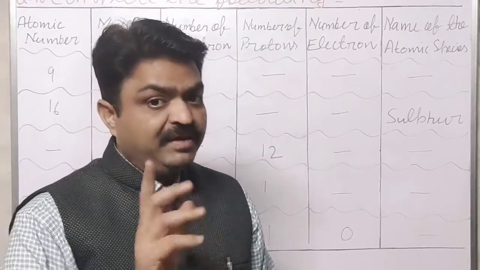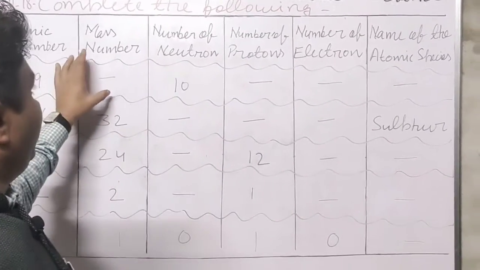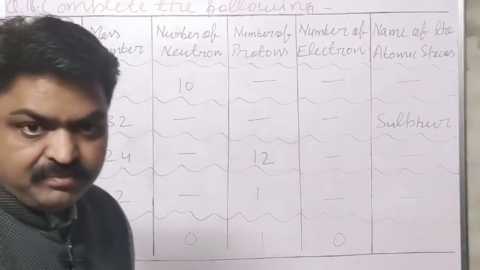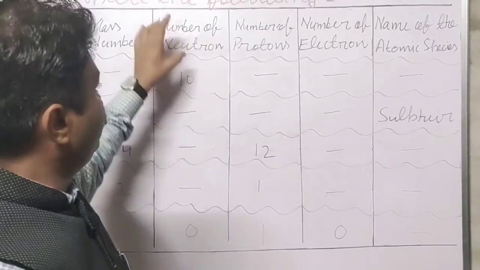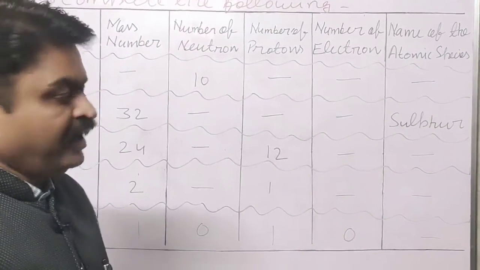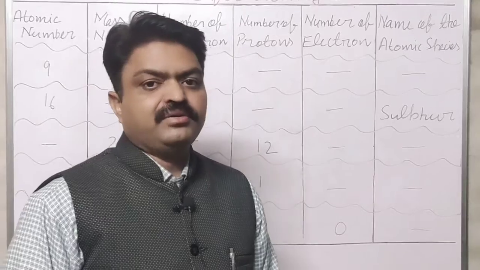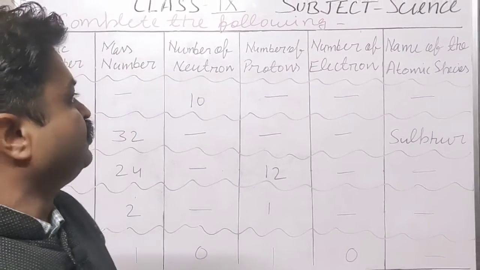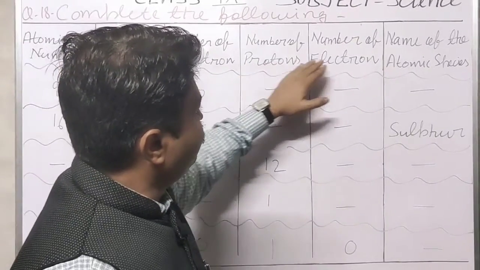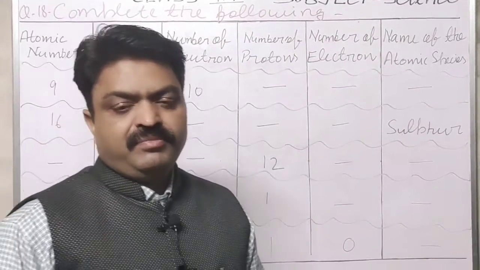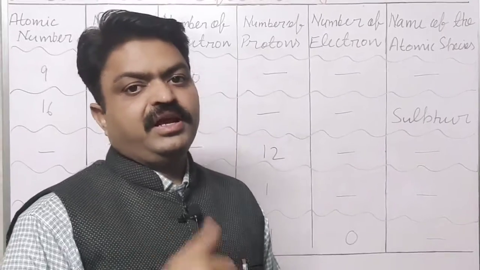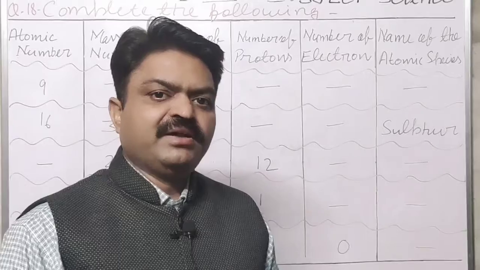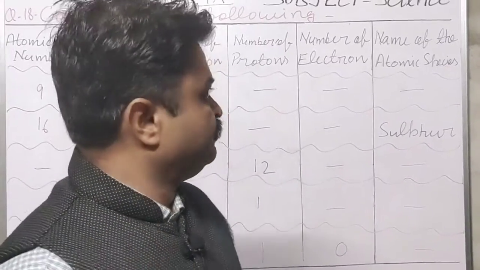Students, when we subtract the number of protons from the mass number, then we get the number of neutrons. And neutrons are present in the nucleus with protons, and together they are known as nucleons, students. Next is number of electrons. What are electrons? Electrons are the negatively charged subatomic particles of the atom, and they are found in the energy levels.